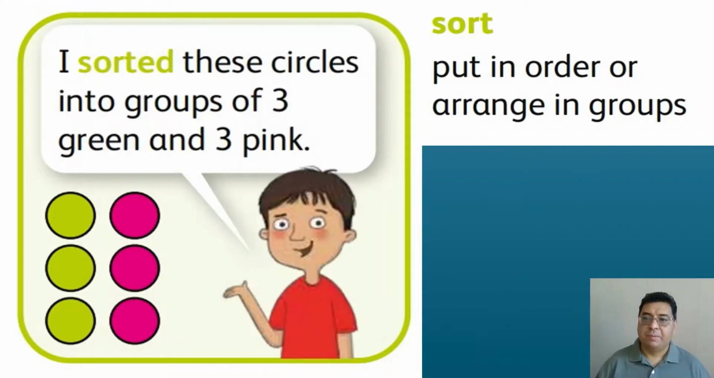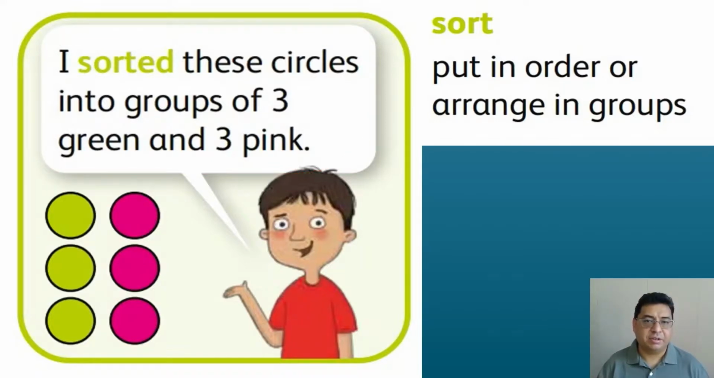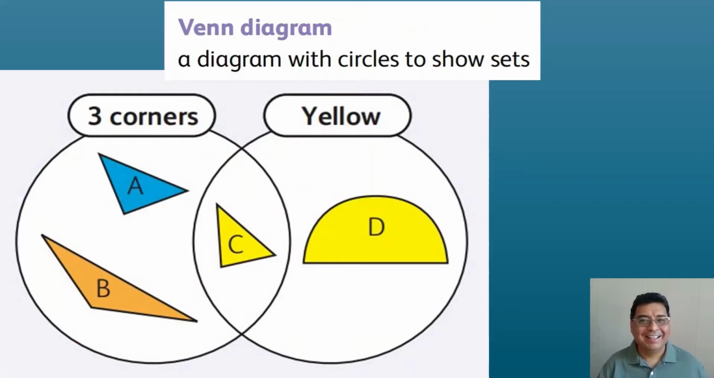Sort, put in order or arrange in groups. And this example says, I sorted these circles into groups of 3 green and 3 pink. Venn diagram, a diagram with circles to show sets.